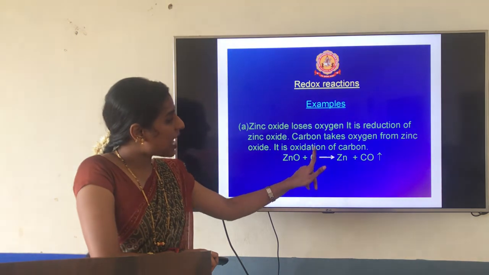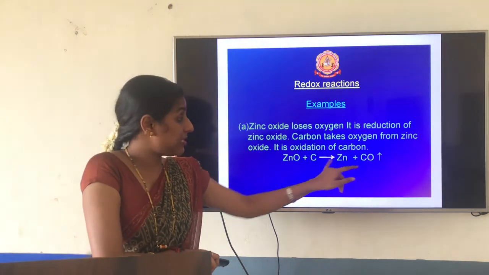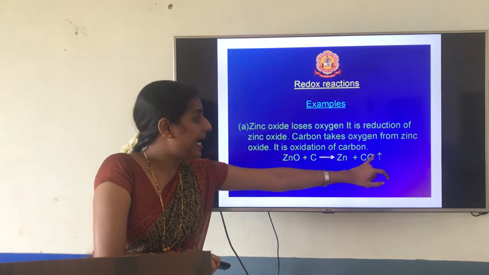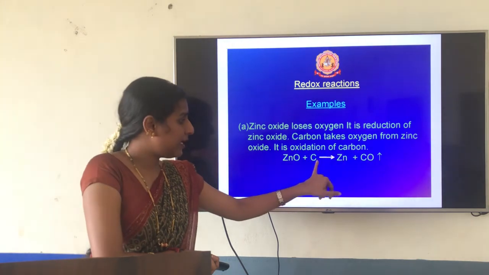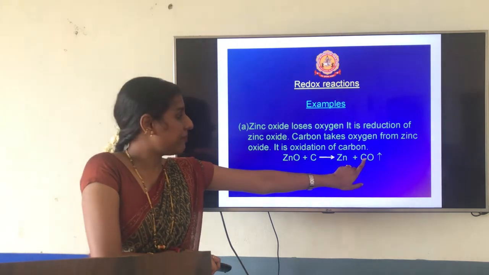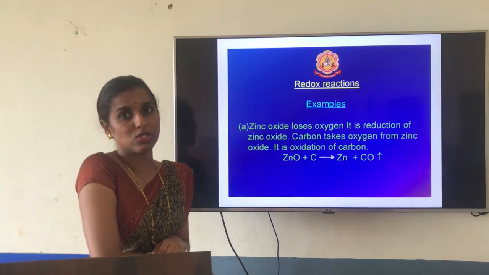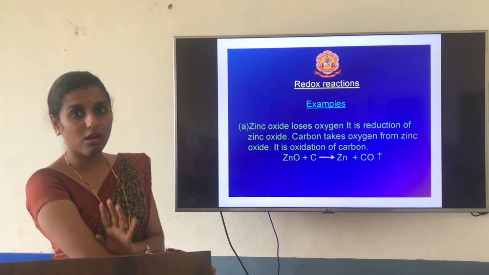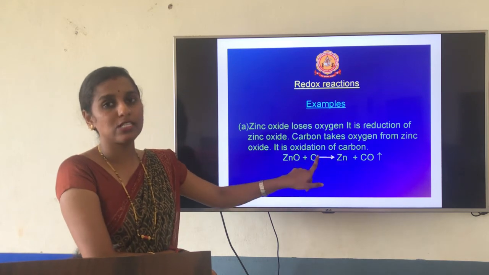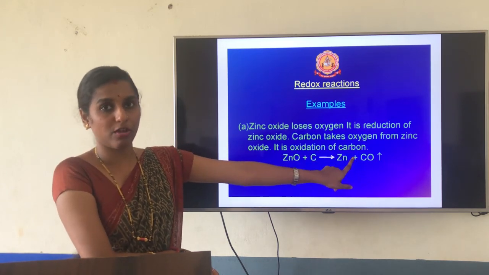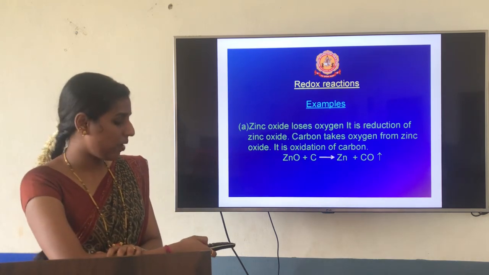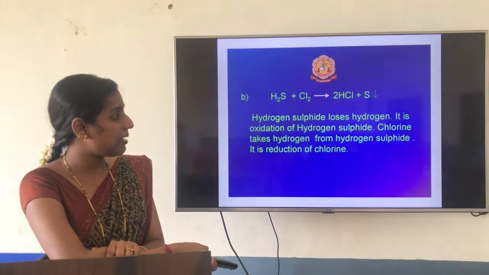Now, carbon has turned into carbon monoxide, right? So what has happened over here? Addition of oxygen has taken place. Here oxygen was not there, but later when you got the product, you can find oxygen. So addition of oxygen has taken place, and addition of oxygen is nothing but oxidation. So you can identify in this reaction that reduction is there, as well as oxidation. Both are there, so we can say this is a redox reaction, where oxidation and reduction take place simultaneously.